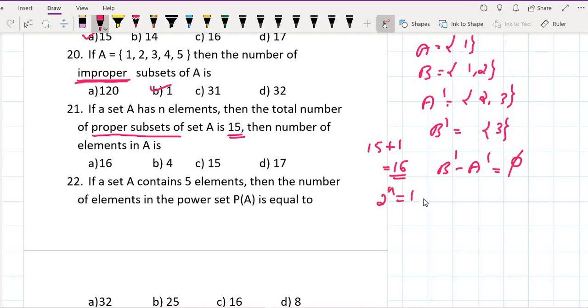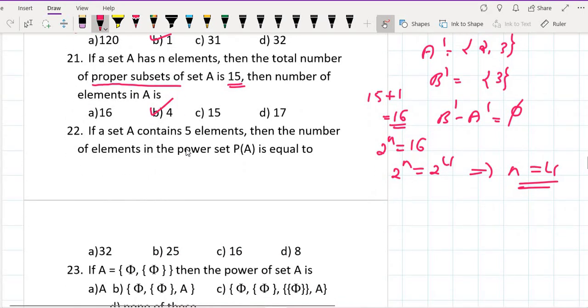2 to the power n is 16. So, 2 to the power n is 2 to the power 4. If you simplify, n is equal to 4. So, the number of elements in the set A is 4. So, option B is the correct option.